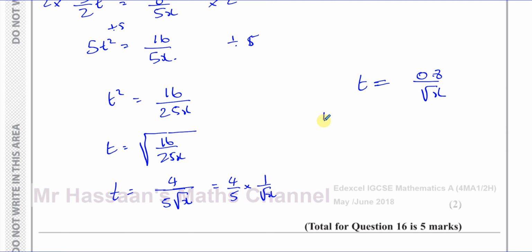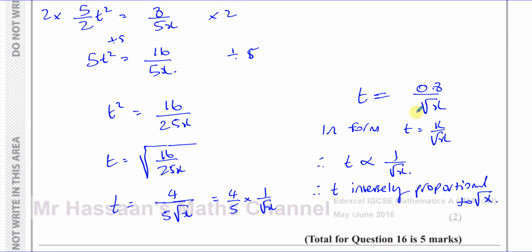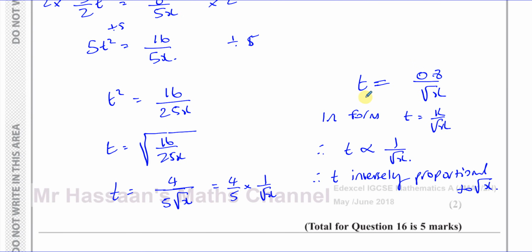So we can say that this is in the form T equals k over root x. So therefore T is inversely proportional to root x. We can just write that in words if you want. T is inversely proportional to the square root of x. Okay, so we prove that by writing in this form, and there we have the answer to this question.